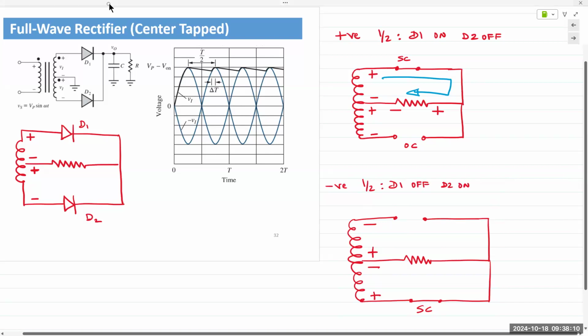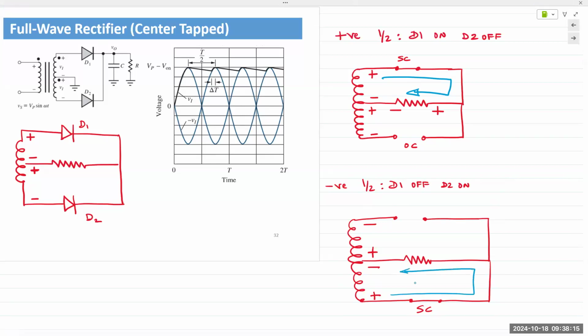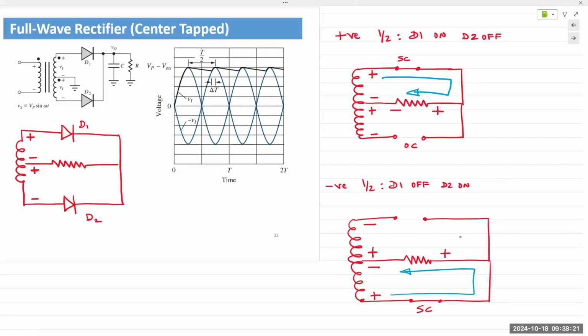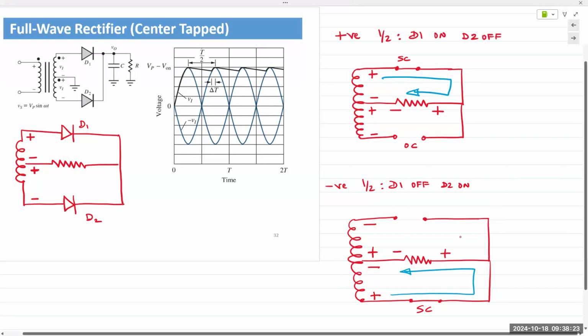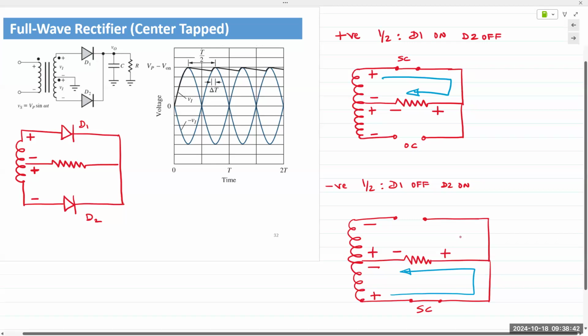And in this case also, the current is actually flowing in that same direction, causing a voltage drop again, plus at the right, minus on the left. So the current is flowing through the resistor in the exact same direction for both half cycles. And hence, both half cycles are rectified in the same direction, which would be, if I can draw this out correctly.